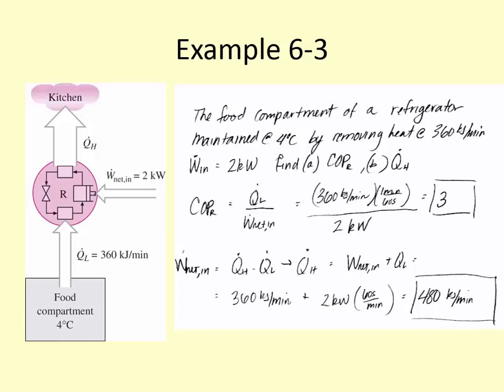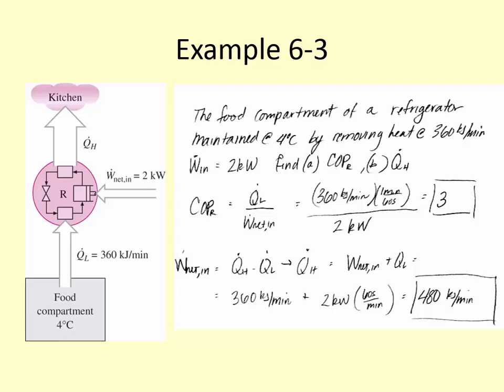Okay, so work in is equal to Q dot H minus Q dot L, which is equal to Q dot H. Oh, we're solving for Q dot H, that's why. So we reverse that. Q dot H is equal to work dot in plus Q dot L. So those two add together, work in and QL, to give us a larger value for QH. So we can either convert the work in to kilojoules per minute or convert QL into kilowatts.